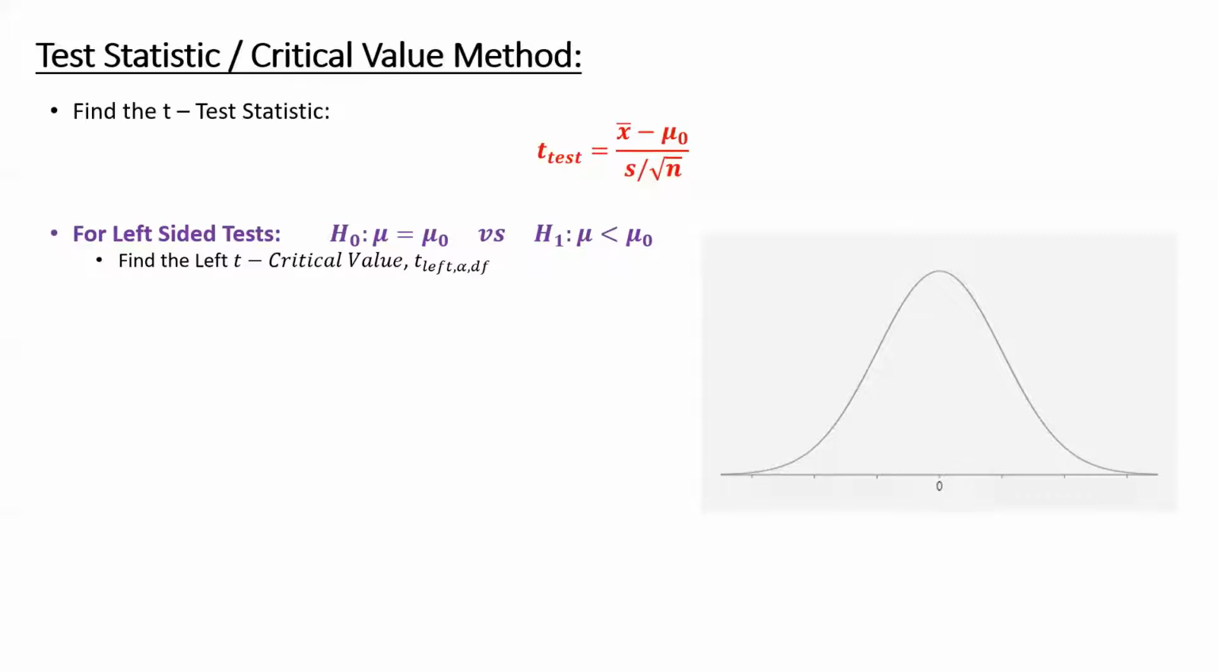For left-sided critical value, we keep complete alpha on the left tail. Then this is the t critical value for a left-sided test.